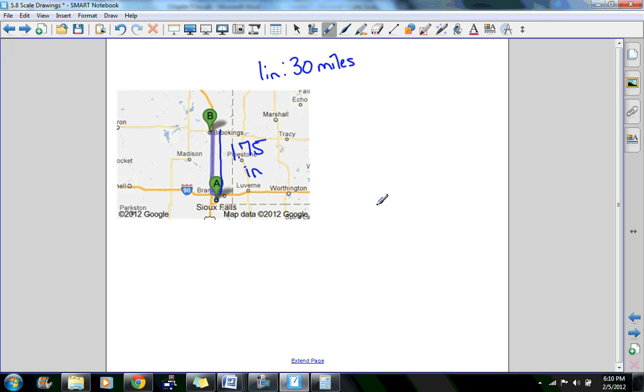Let's get some actual story problems in. Here is a map that I got off Google Maps from Sioux Falls to Brookings. On the actual map itself, it was 1.75 inches. And the scale model that I got off Google Maps said that 1 inch on the map is equal to 30 miles in real life. So I want to find out what is the real distance. How far is it from Brookings to Sioux Falls?